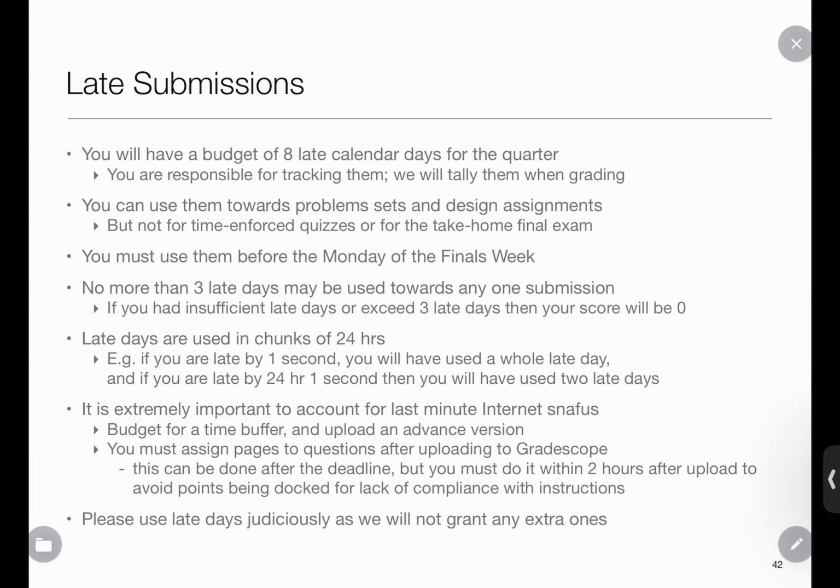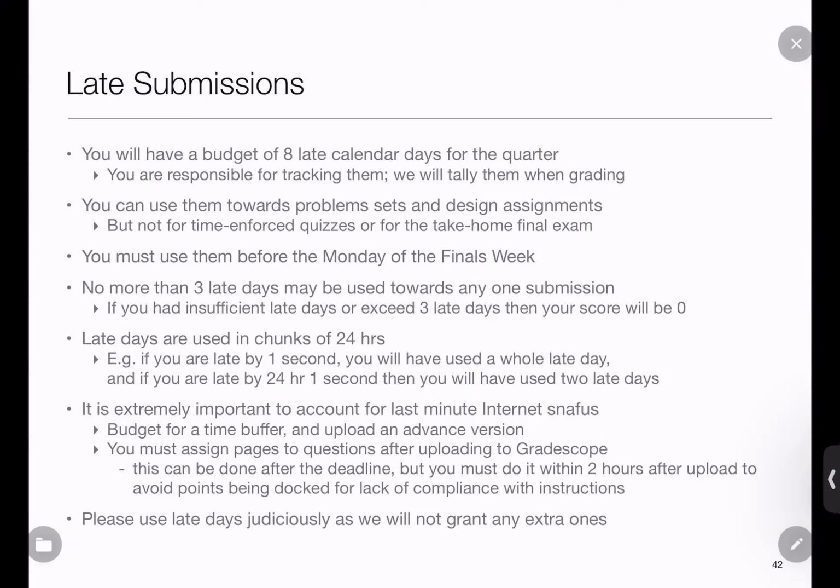No more than 3 late days can be used towards any one submission. We really need to move on with the grading, and so we have to cap how much delay you can have. Late days are used in chunks of 24 hours. So if you are late by an hour, you have lost the whole 24 hours. Make sure of any last minute internet snafu. That burden is yours, not ours, unless there is an outage which affects humanity at large. So use the late days judiciously.